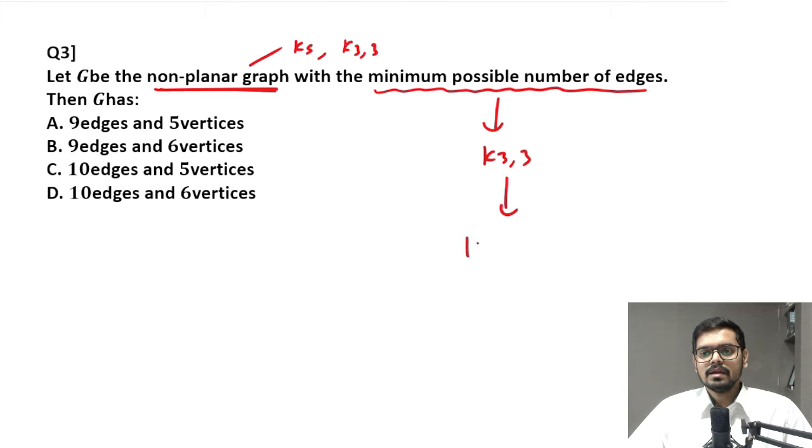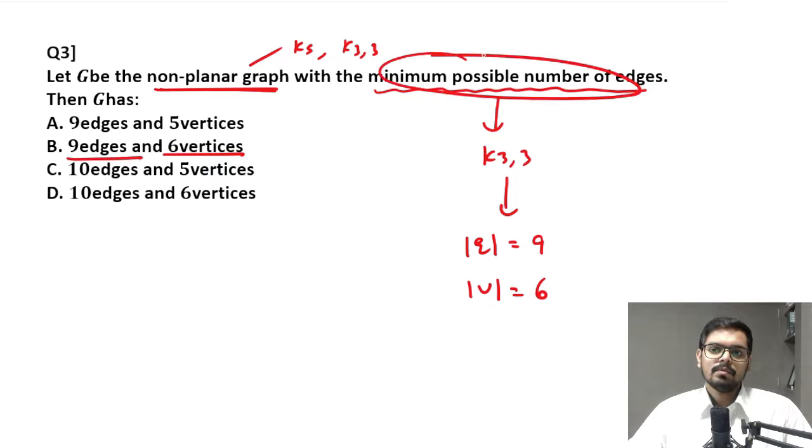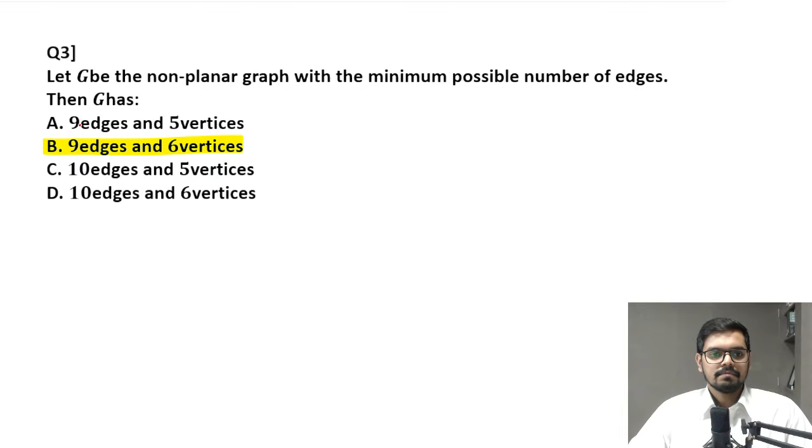In the K3,3 graph, number of edges is 3 into 3, 9. Number of vertices is 3 plus 3, 6. Number of vertices 6 and number of edges 9. They needed the minimum possible number of edges. So K3,3 is the answer, and that is nothing but option B, right?